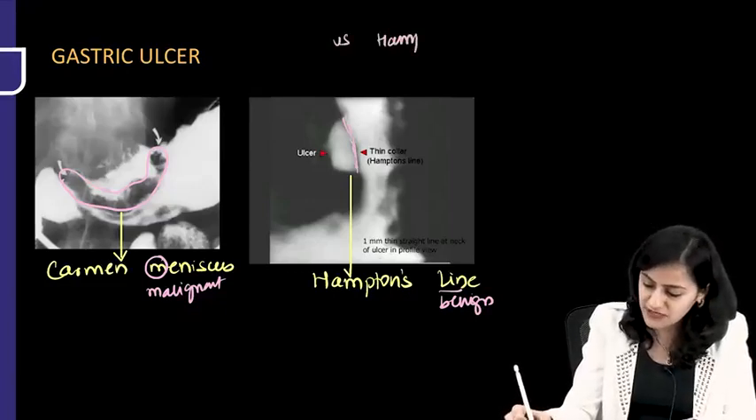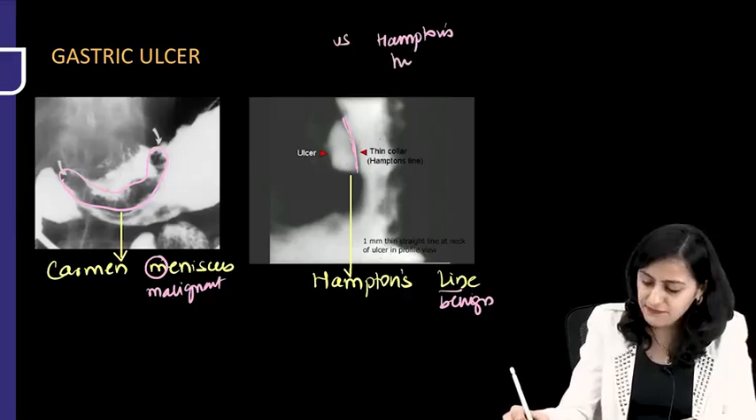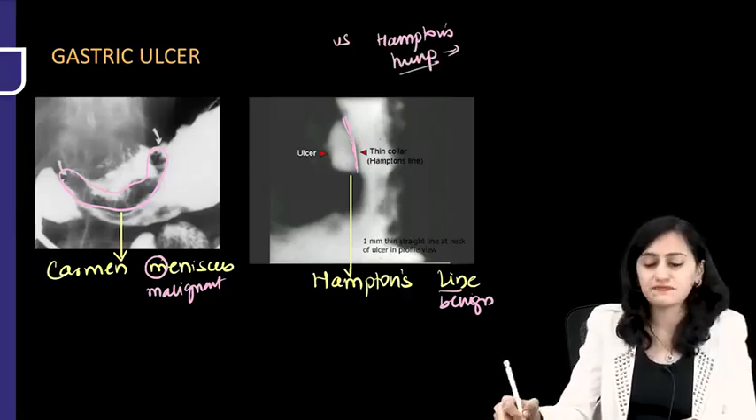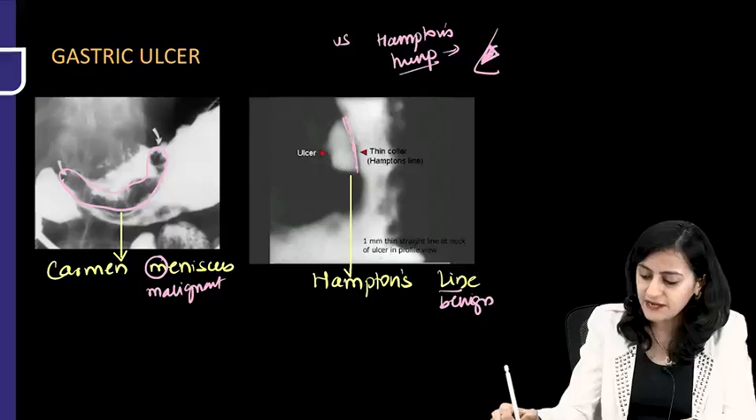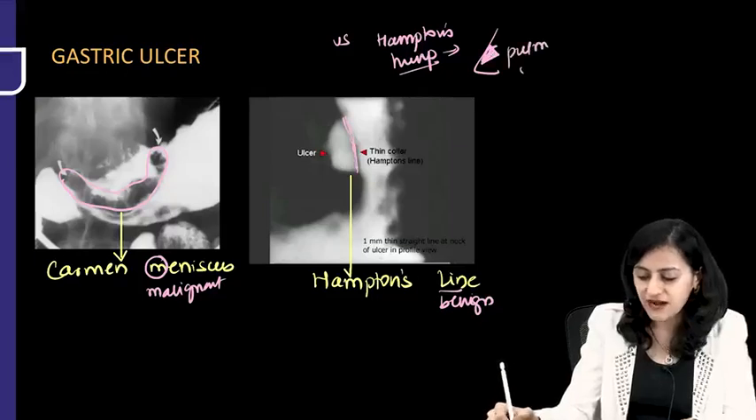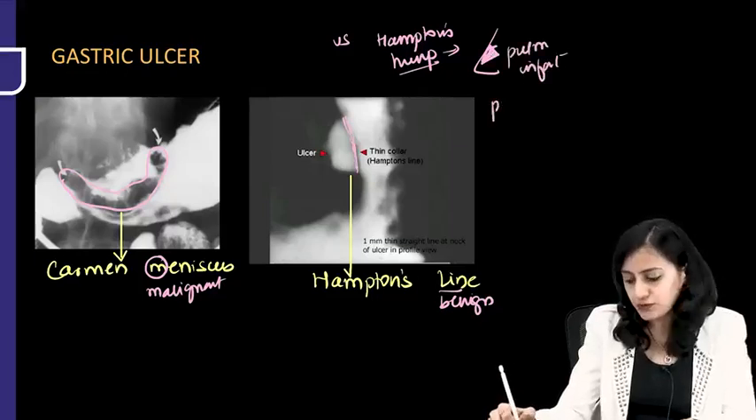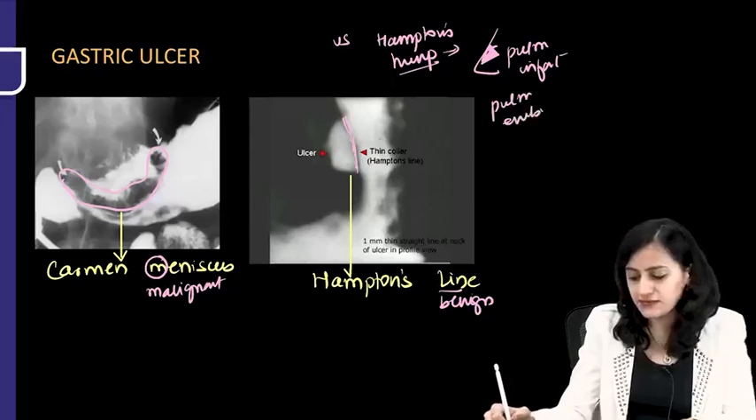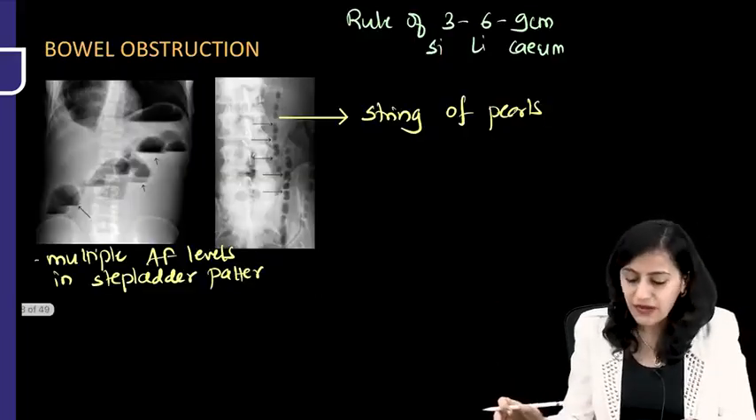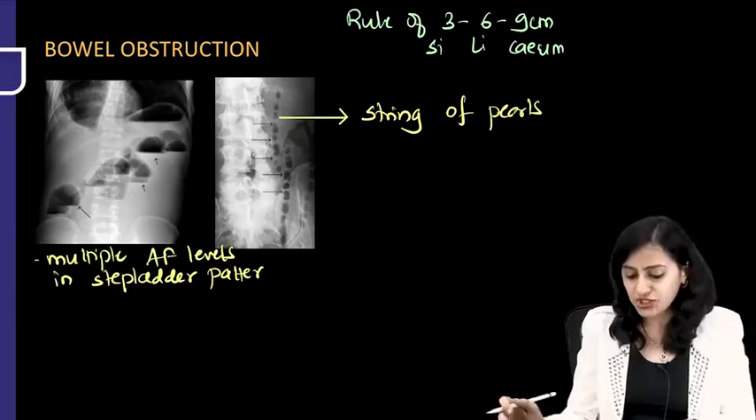Do not confuse this with Hampton's hump. Hampton's hump is basically the infarct in the lung. It is a pulmonary infarct which can occur secondary to pulmonary embolism, right? Pulmonary embolism.